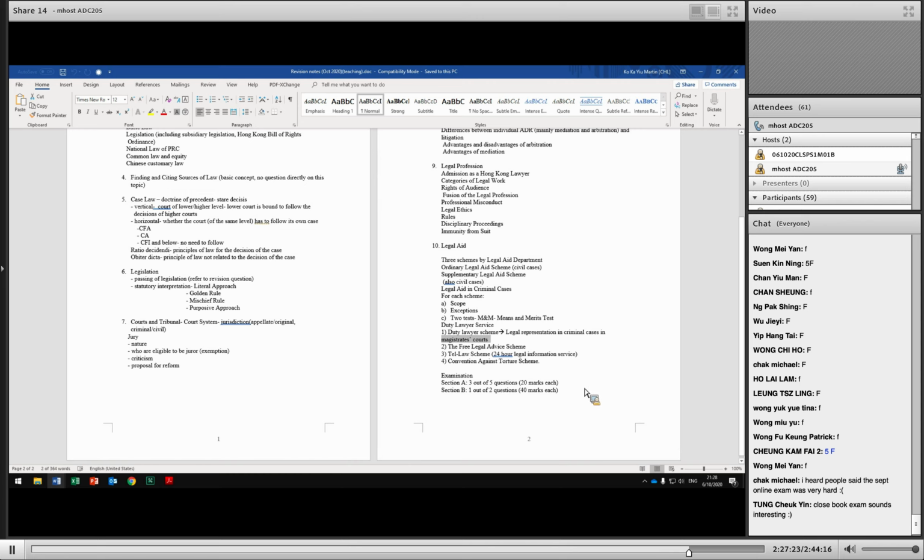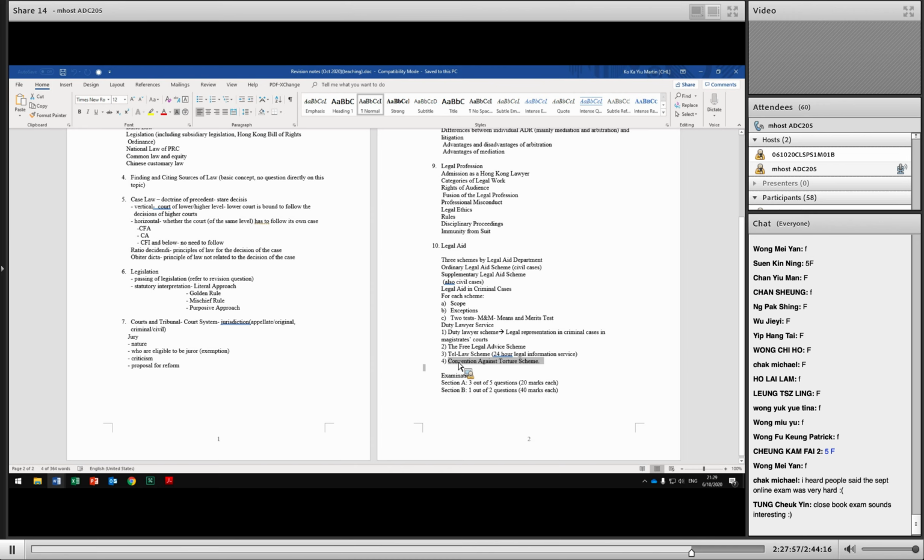Other than the duty lawyer scheme, we have the free legal advice scheme. This one is only a 20-minute consultation by a solicitor. Also, Tel-Law is usually only provision of information. You dial the telephone, you can listen to some recordings, but no one will answer your question. It's only provision of information. Convention against torture, I think the name has changed. Sorry, but it's not something too serious.